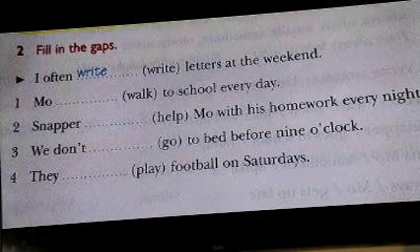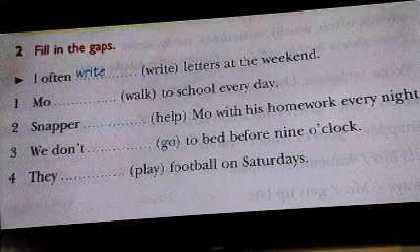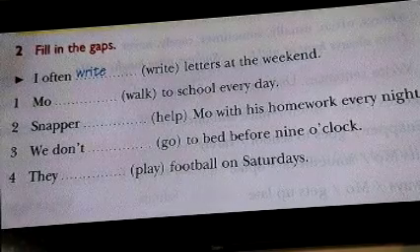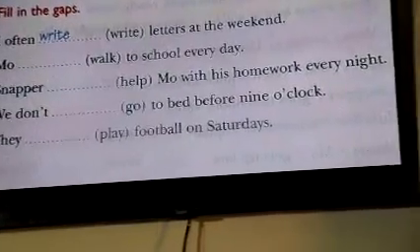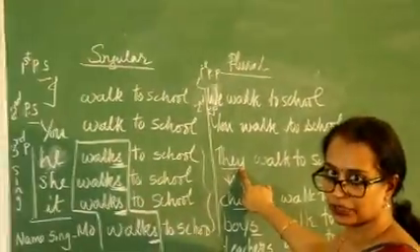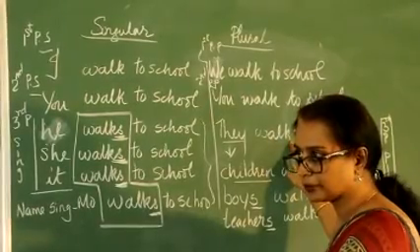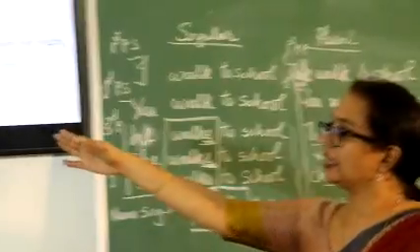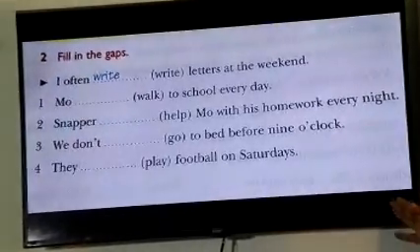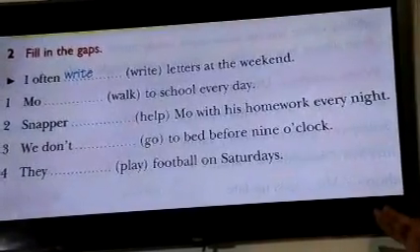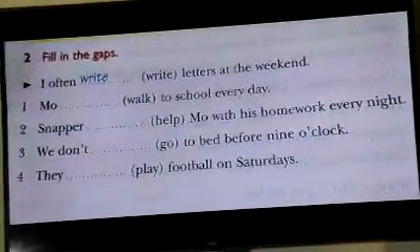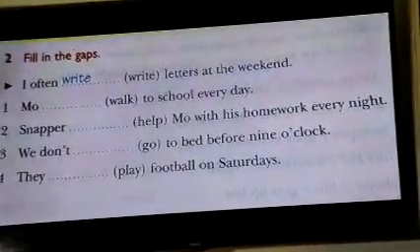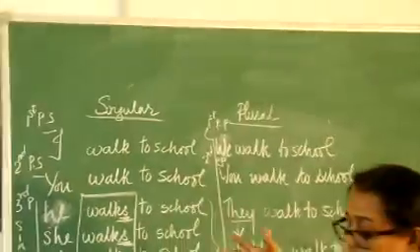What's the next one? They. They play football on Saturdays. They will take the base form of the verb. Okay, so as we said, they is the plural form. To make the verb into the plural, cut off the S. They, plural. Which is the verb? Play. Play, to make the verb into the plural, cut off the S. So therefore we don't have to think too much. We have already studied this table. In this table, where do we add S?